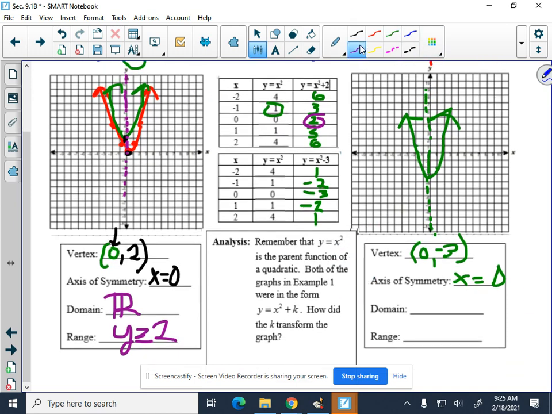Our domain is all real numbers. Our range, it opens up, so y is greater or less? Still greater because it's going up, but greater than what? What's the lowest value this time? -3.